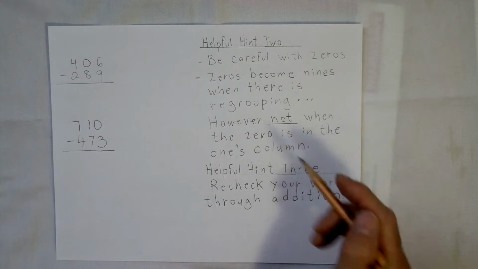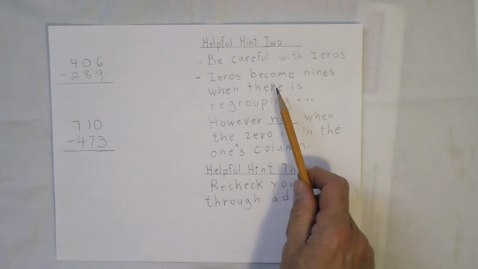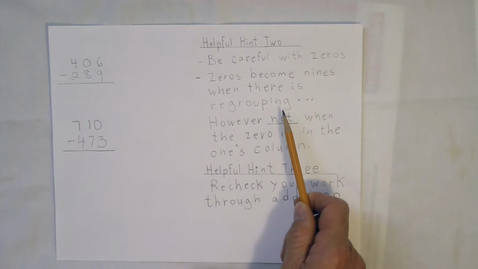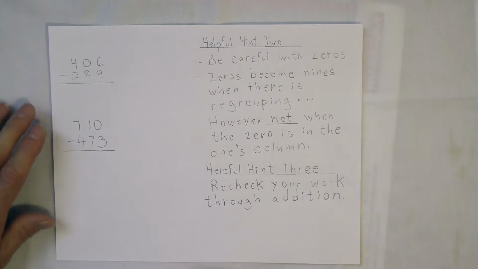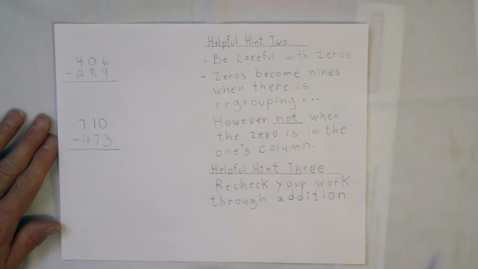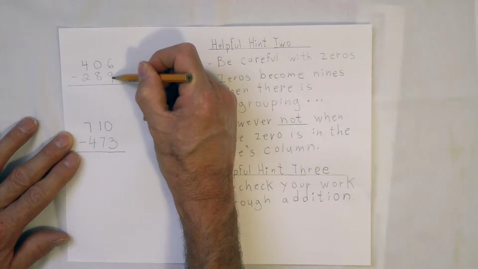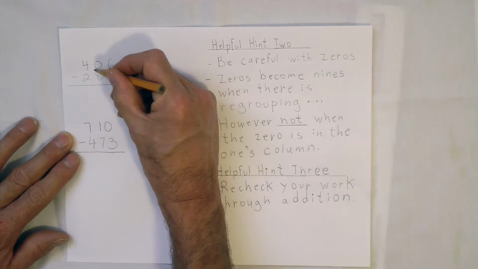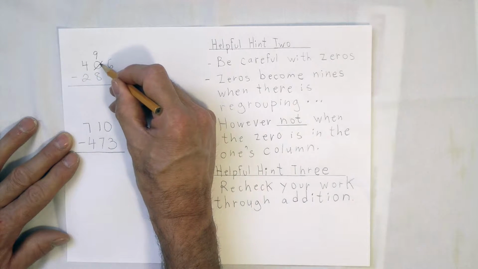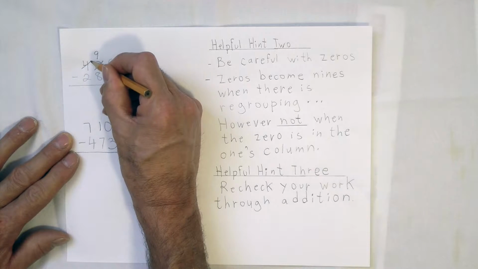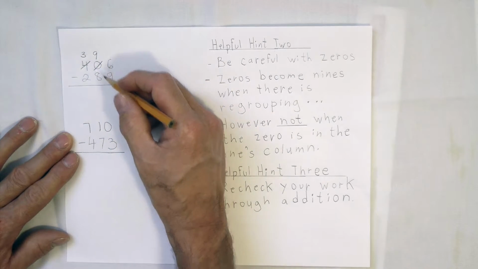Some more helpful hints. Be careful with zeros. When we subtract, zeros become nines when there is regrouping. However, not when 0 is in the ones column. In the question 406 minus 289, the 0 will become a 9. 6 ones can't take away 9 ones, so we will regroup the 0 as a 9. Whenever I regroup a 0 as a 9, I right away go next door and make it 1 less. And then we can continue subtracting.